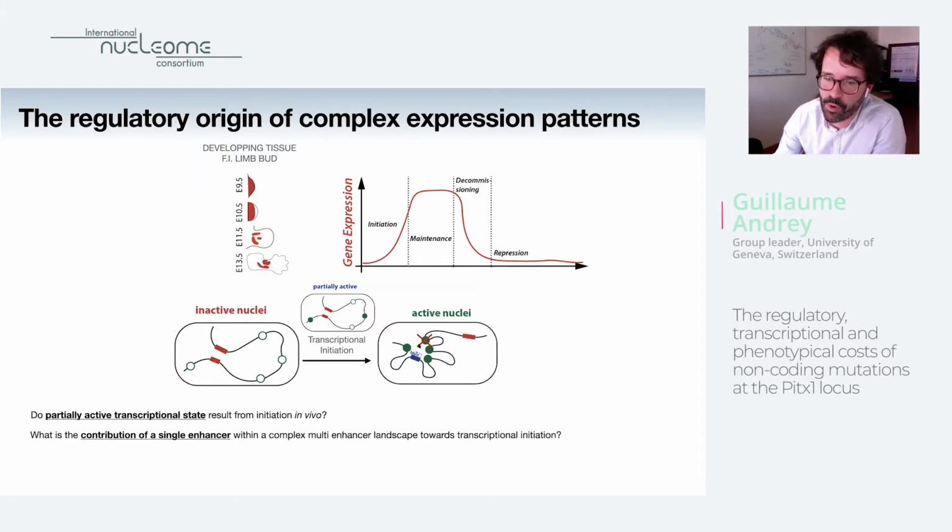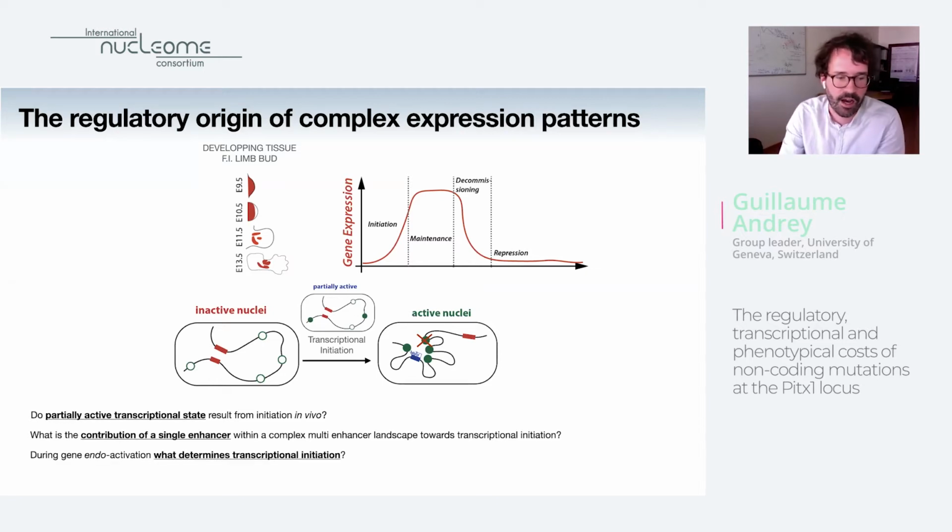Then what happens when we remove one of the multiple enhancers that control this gene expression? Does that decrease only the expression amount of the gene, or does that lead to a more complex effect where we have indeed cells which are partially active, not fully active, and accumulated in a tissue?